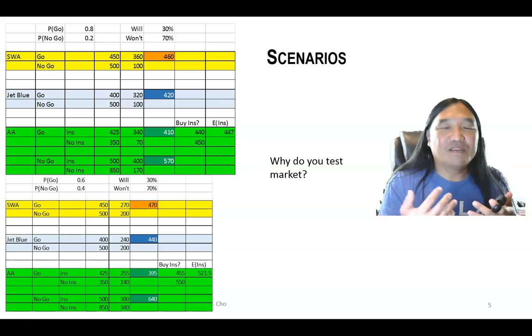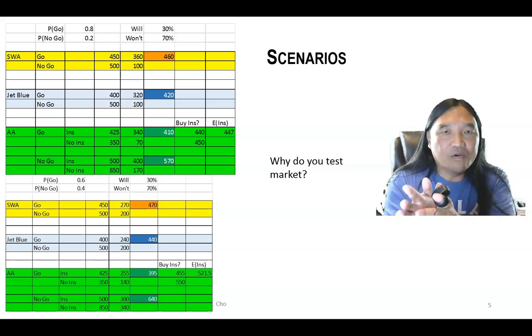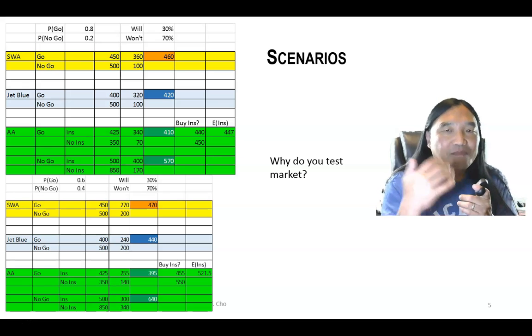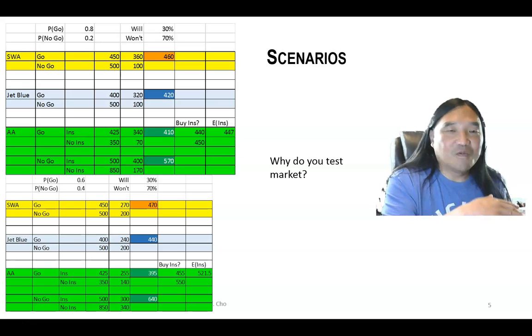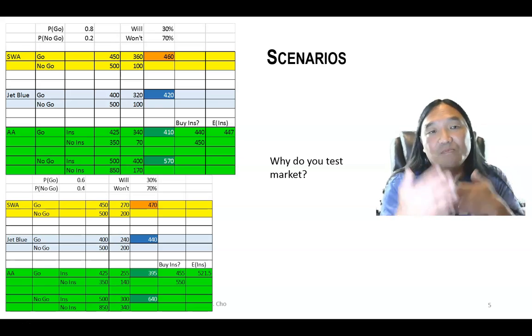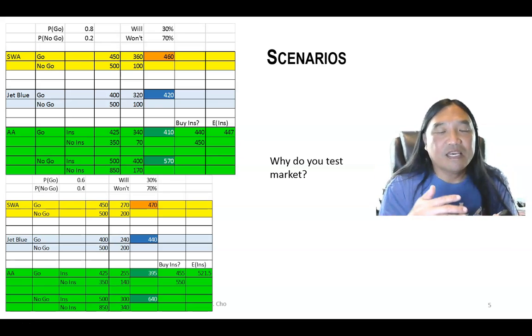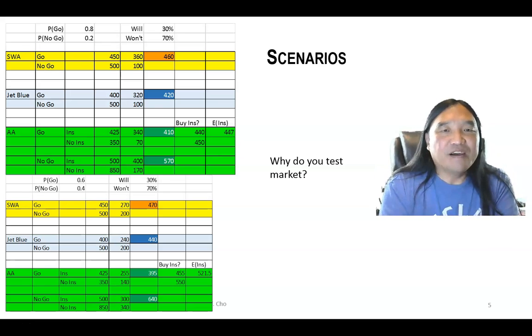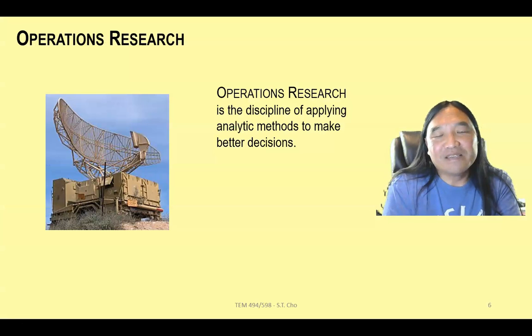You start playing around with the numbers. For example, will you go or won't you go? Well, what's the best case that I'm going to go? What's the worst case I'm going to go? Maybe I need to improve the odds that I will go. And so you see how values change, and also buying insurance or not buying insurance.